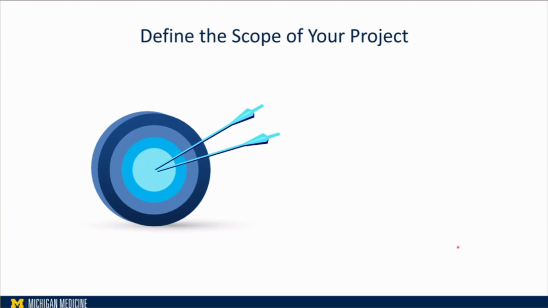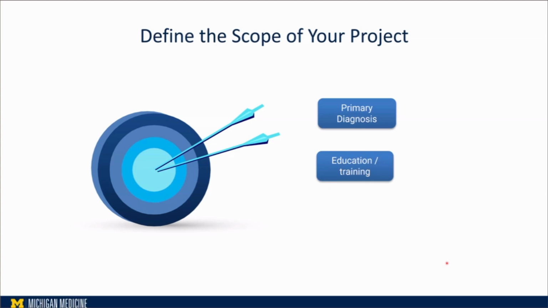Defining the scope of your project. Not every institution has the same scope. For example, do you want to use this project for primary diagnosis? Maybe right now the need of that department is not primary diagnosis. Maybe I want to build it for education and training, maybe to help the med school.